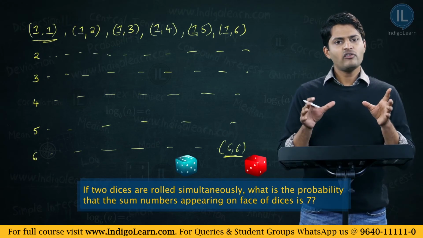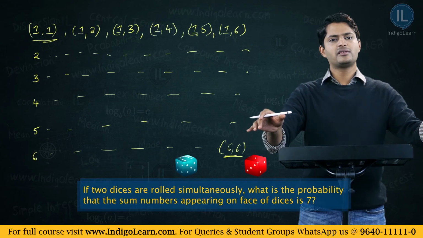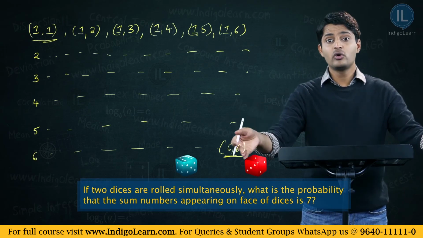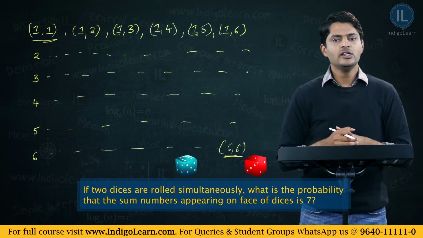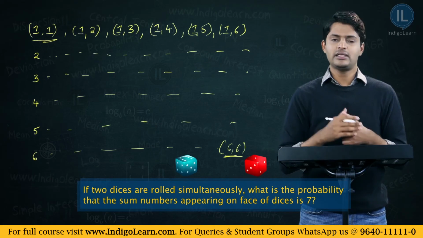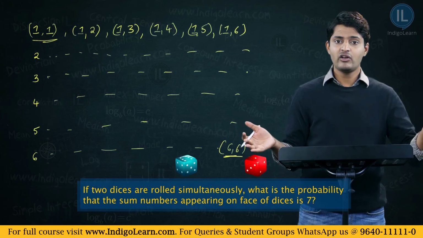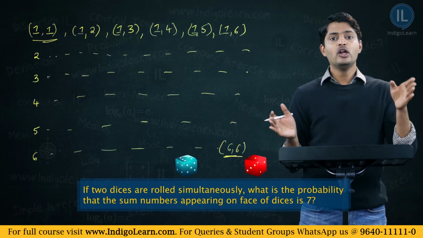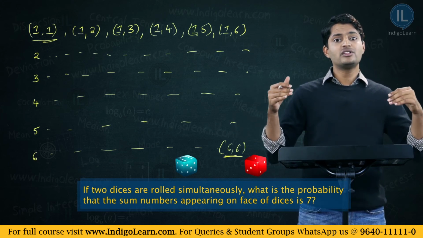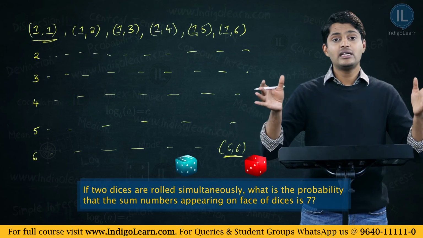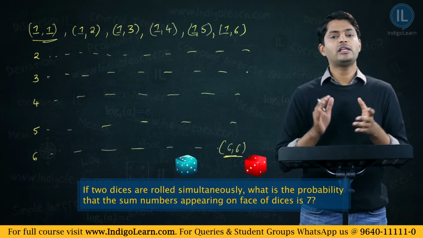So the number of outcomes possible on the first die is 6, and on the second die is 6. So total possible outcomes are 6 into 6, which is 36. So what will come in the denominator, guys? 36. It can be 1 1, 1 2, 1 3, 1 4, 1 5, 1 6, 2 1, 2 2, 2 3, 2 4, 2 5, 2 6 and so on, 6 1, 6 2, 6 3, 6 4, 6 5, 6 6. So 36 different possibilities exist. That is what will come in the denominator, total possible cases.